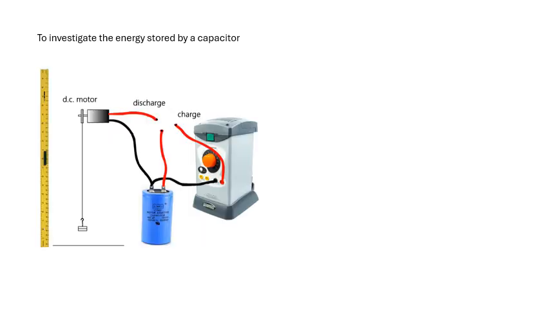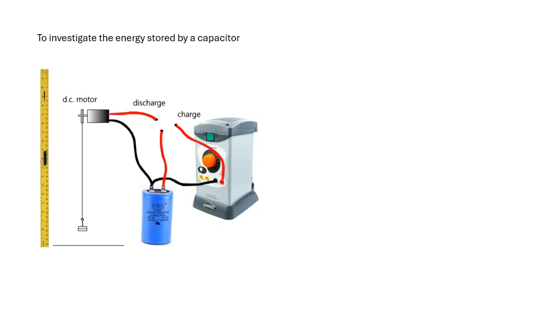To investigate the energy stored on a capacitor, look at this circuit here. We've got a capacitor and a power supply, and we can charge up the capacitor and then discharge it through a DC motor, and the DC motor lifts up a mass. The idea is that the higher the mass goes, the more GPE the mass gains, and the more energy the capacitor stores.